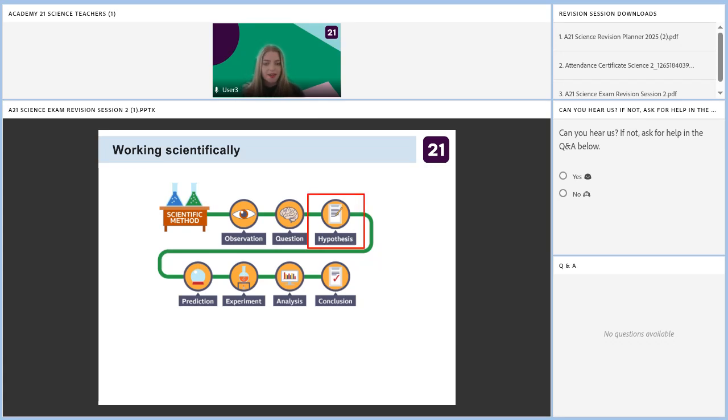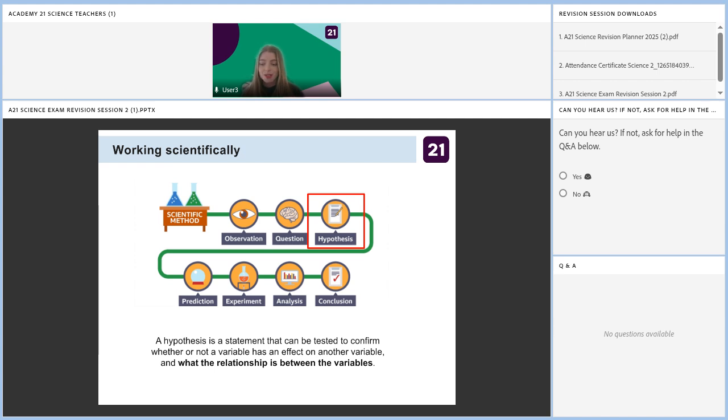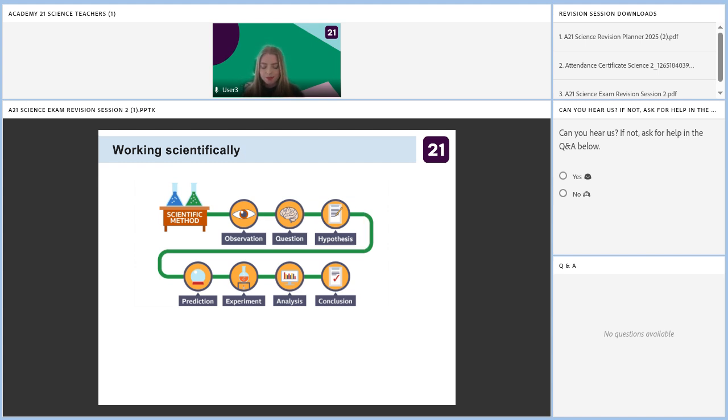So starting off with a hypothesis. A hypothesis is a statement that can be used to test, to confirm whether or not a variable has an effect on another variable. So basically a hypothesis is a statement which can tell us what relationship there is between different variables. A prediction is what you think might happen. So, for example, if I was to say, I think that if I double the weight on the spring, the extension will also double. That would be a prediction.